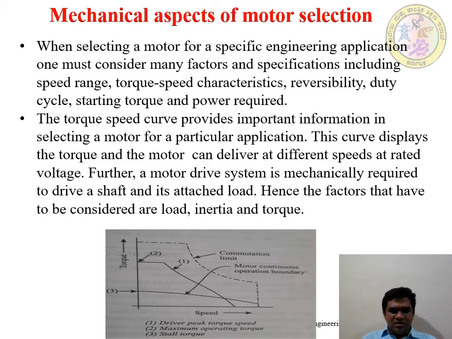The torque speed curve provides us the information in selecting a motor for a specific application. The curve displays the torque the motor can deliver at different speeds at different rated voltages. The factors that have to be considered are load, inertia, and torque.